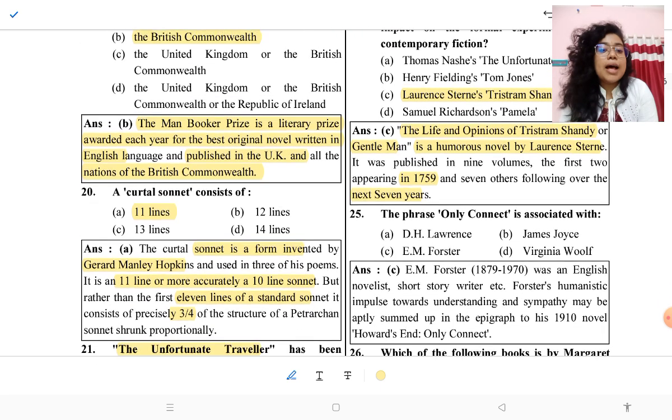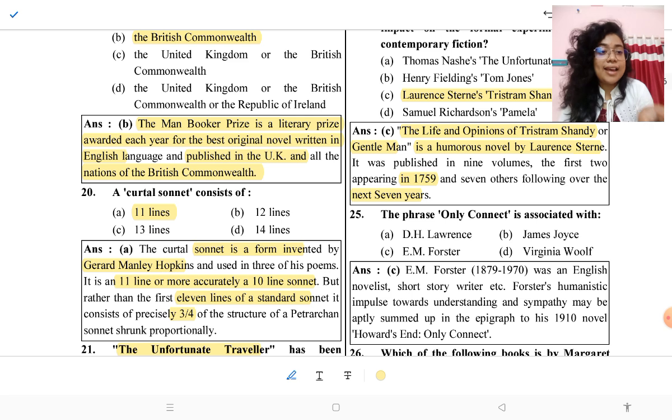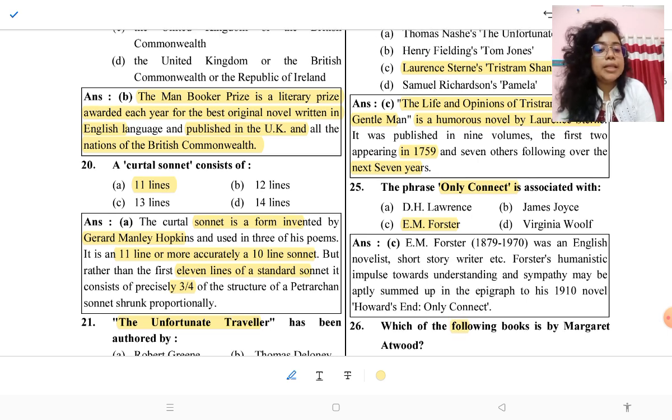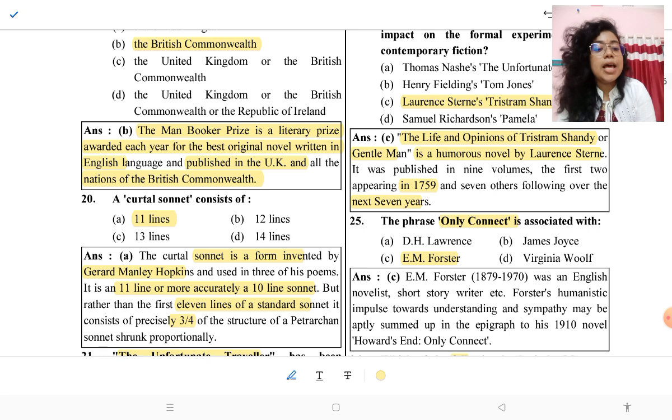Then our last question for today, the phrase, I have read this question maybe 3 or 4 times. In my previous video also there is the same question. The phrase "only connect" is associated with E. M. Forster. E. M. Forster was an English novelist, short story writer, etc. And Forster's humanistic impulse towards understanding and sympathy may be aptly summed up in the epigraph to his 1910 novel Howards End, "only connect."